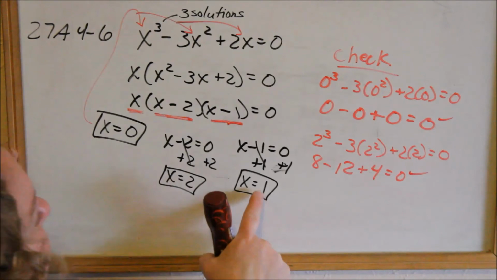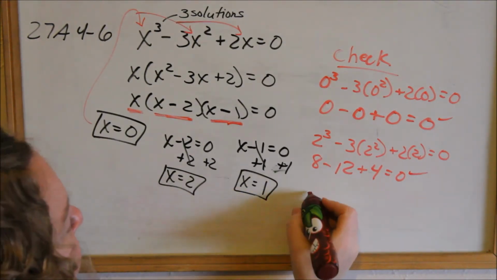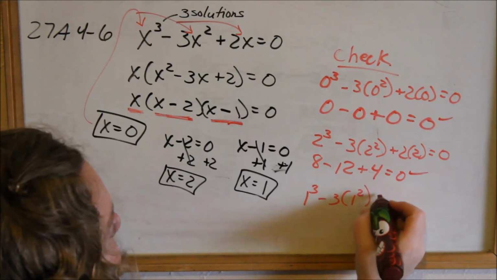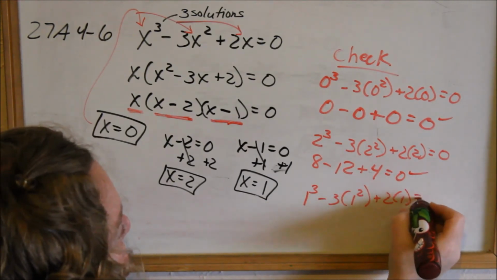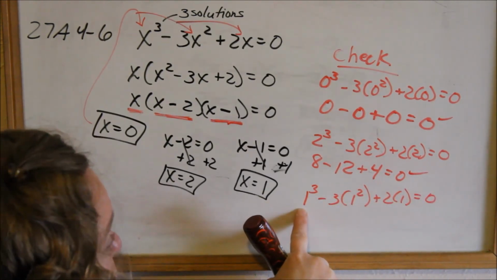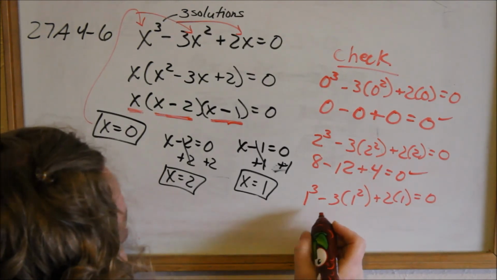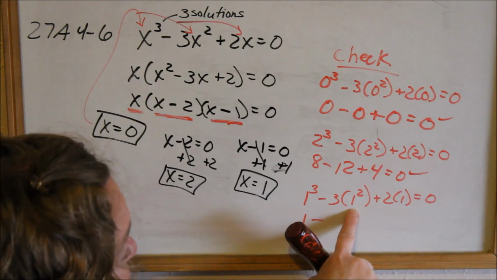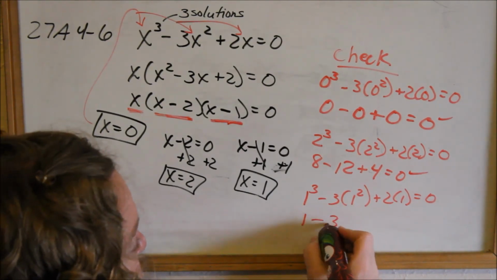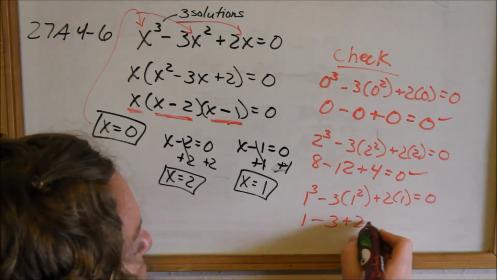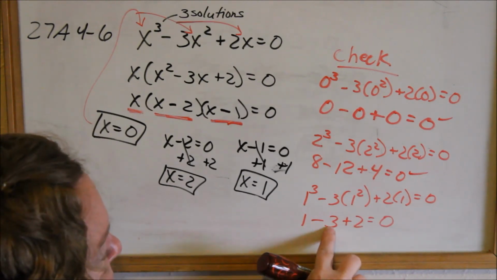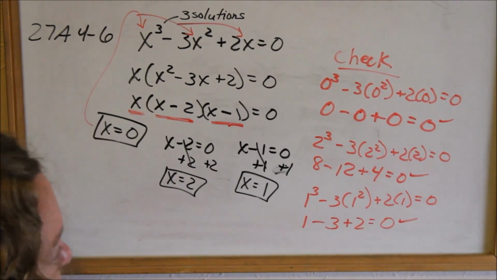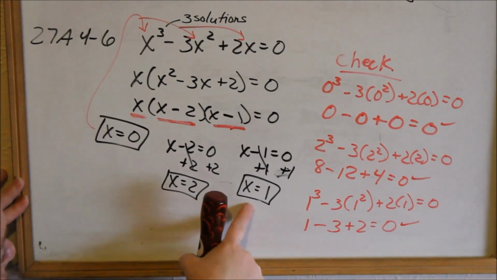Now let's check our very last one, 1. 1 cubed minus 3 times 1 squared plus 2 times 1 equals 0. 1 cubed is still 1, 1 times 1 times 1. Minus 3 times 1 squared. 1 squared is 1, and 1 times 3, 3. 2 times 1, 2. 1 minus 3 is negative 2. Negative 2 plus 2 is 0. And so that checks. So these are your 3 solutions.